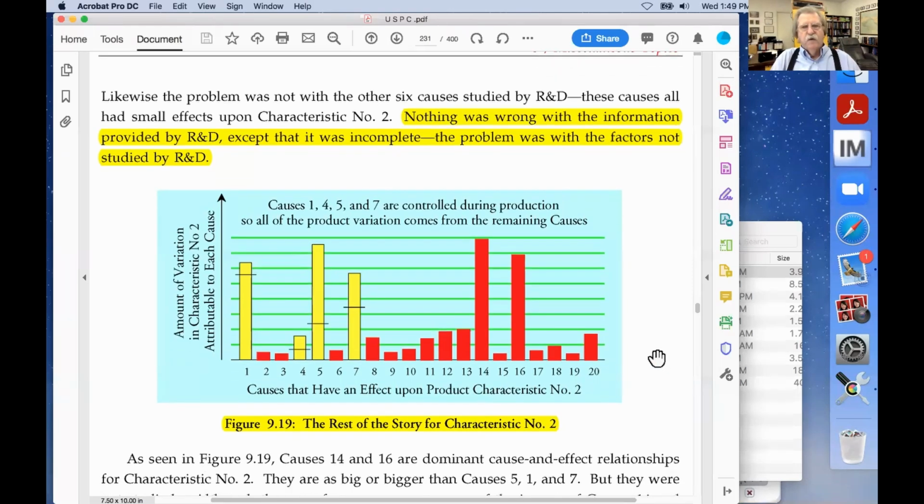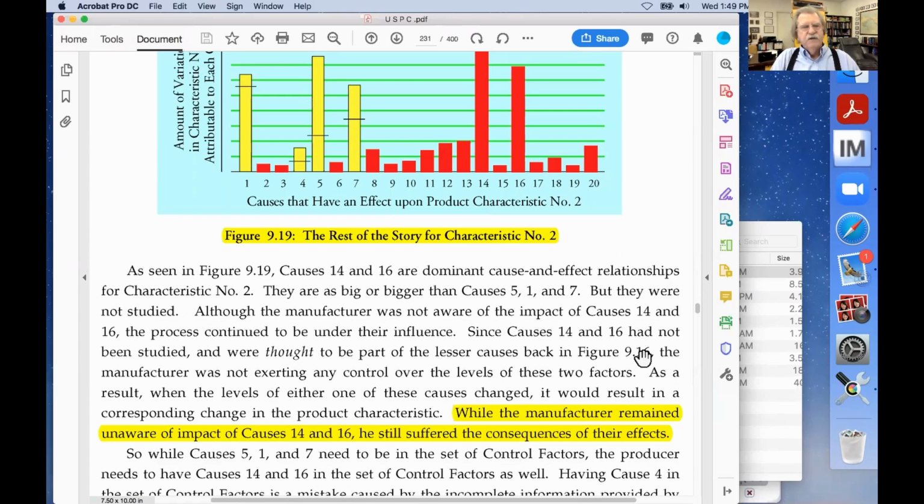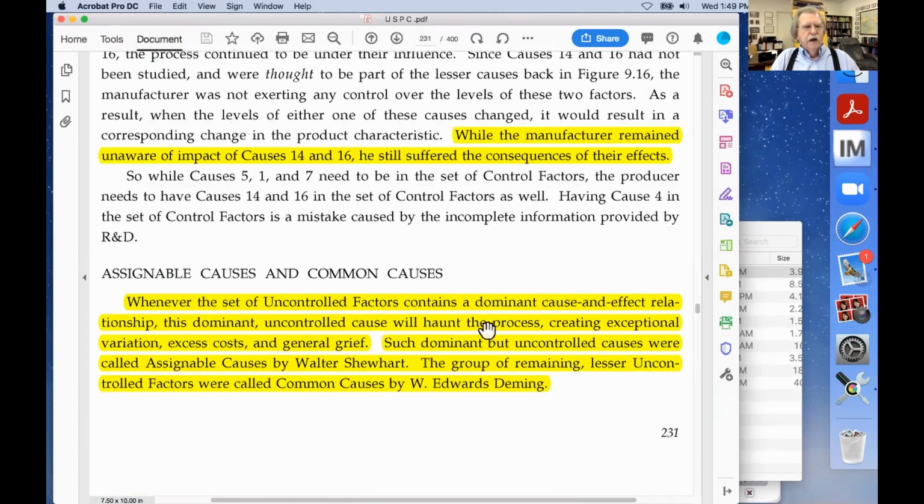So the manufacturer doesn't know 14 and 16 are dominant causes, but he's still going to suffer the impact of their changes. When 14 goes south, your process goes south. So we have assignable causes and common causes and control factors. Whenever the set of uncontrolled factors contains a dominant cause and effect relationship, this dominant uncontrolled cause and effect relationship will haunt the process, creating exceptional variation, excess costs, and general grief. Such dominant but uncontrolled causes were called assignable causes by Walter Shewhart. The group of remaining lesser causes were called common causes by Dr. Deming.